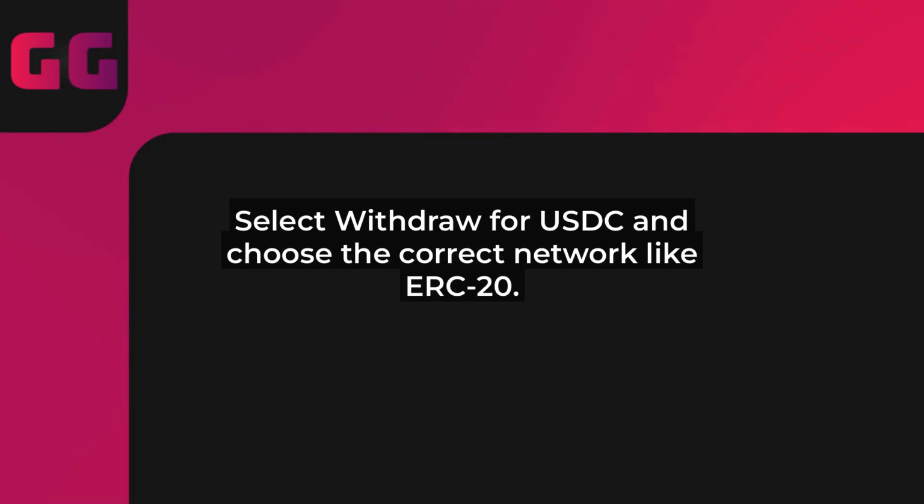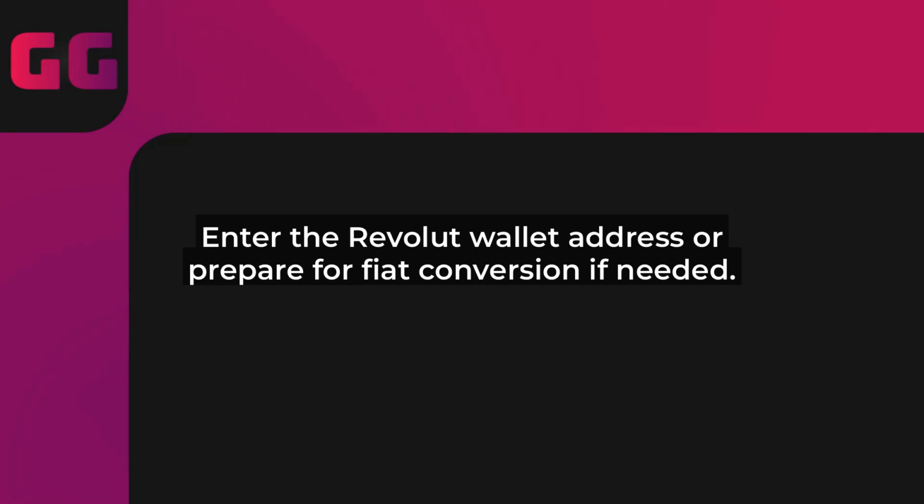Step 3. For the destination, you'll need to add your Revolut wallet address. Wait, hold up. If Revolut doesn't provide a direct crypto address, you might need to withdraw to an intermediary wallet first or convert to fiat. In 2025, Revolut could have direct support, so double-check in their app. Paste the address carefully, add any required memos or tags, and review the details.